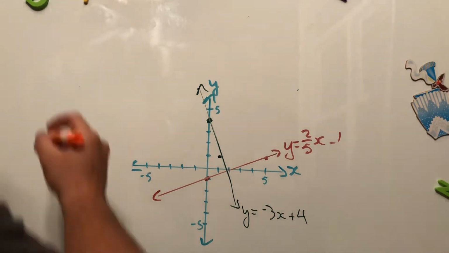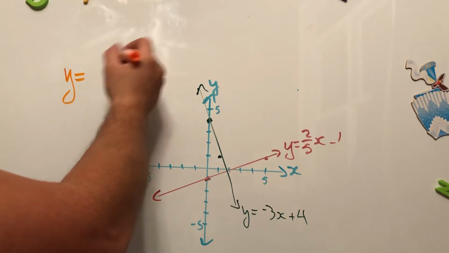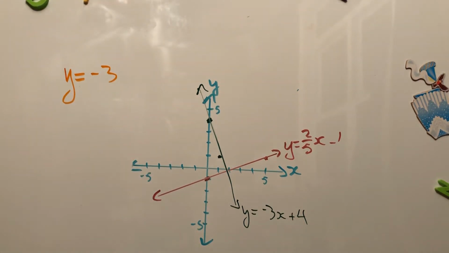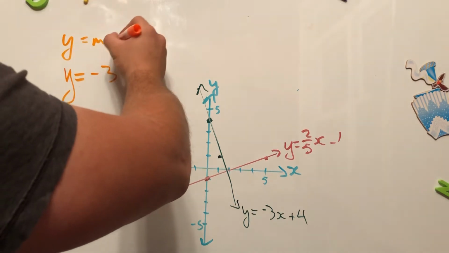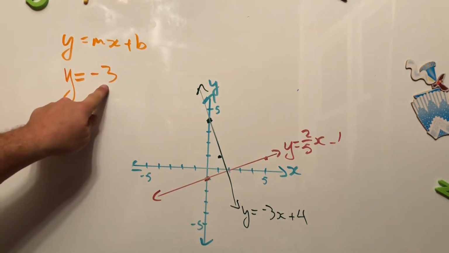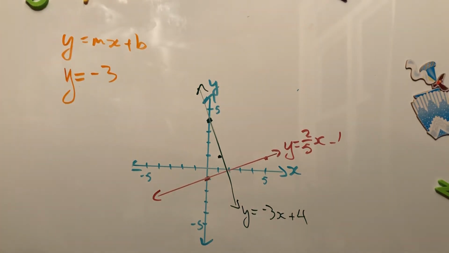I'll get you later. So the first line we're going to take a look at is a line like y equals -3. Now, this is not a line in slope y-intercept form. Well, not exactly. Remember, slope y-intercept form is y equals mx plus b. But here there's no x term. So obviously, our value of m, or our slope, must be 0.